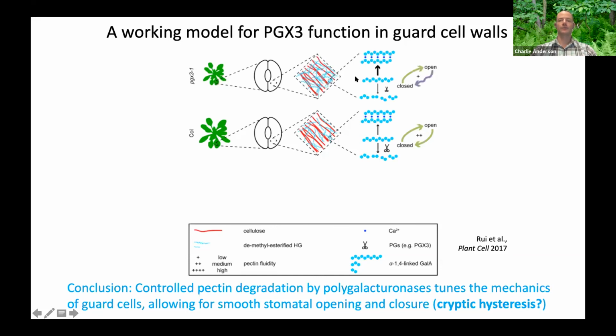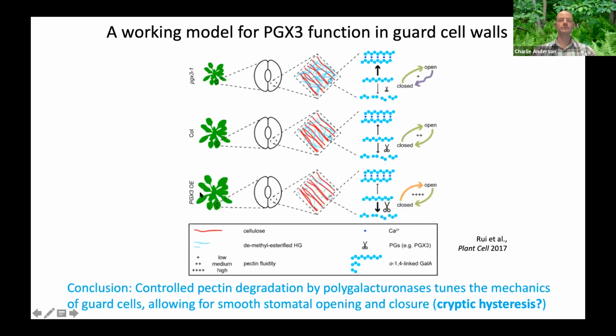In the knockout, we think that there's less PG activity, less polygalacturonase activity, more pectin cross-linking potentially, and thus a propensity for closure to behave in this stepwise fashion. And in the overexpression, we think that there's less pectin because there's more enzyme that degrades pectin, and the wall might be a little bit more fluid and allow for opening to happen faster.